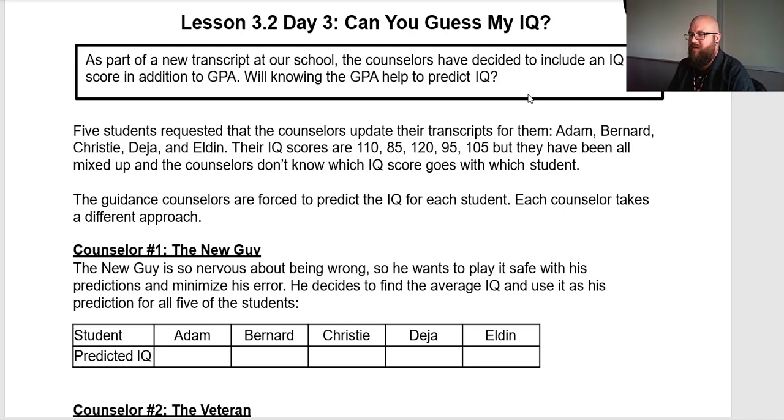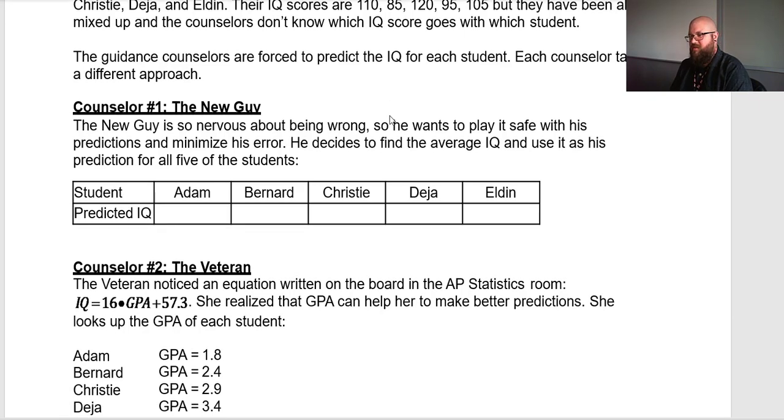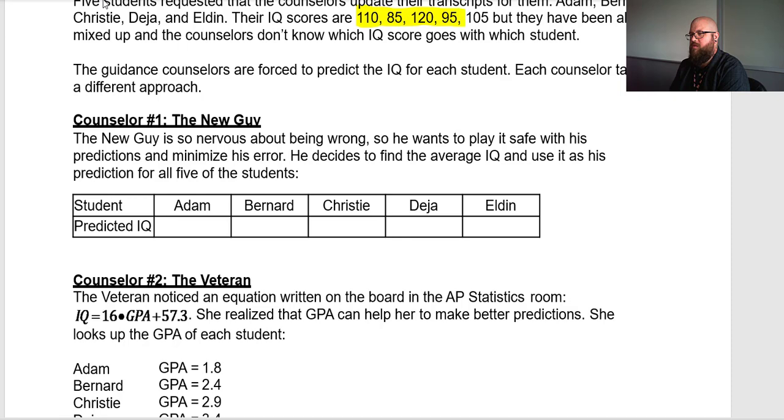So we're going to look at this for counselor number 1, which is the new guy. The new guy is so nervous about being wrong, he wants to play it safe with his predictions and minimize his error. He decides to find the average IQ and use it as a prediction for all 5 of the students. So if we do an average of those 5 values, 110, 85, 120, 95, 105, that comes out to an average of 103.